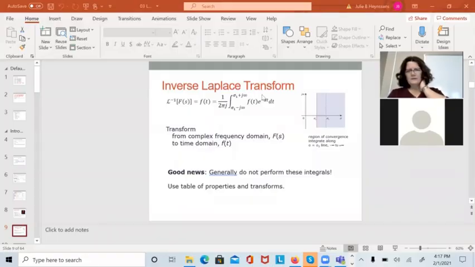For the lower bound, if there's a finite discontinuity, why do we take it from 0 minus instead of 0 plus if we're not worried about below 0? That's an amazing mathematical question. Generally, as far as engineers go, the 0 minus and the 0 are kind of interchangeable.